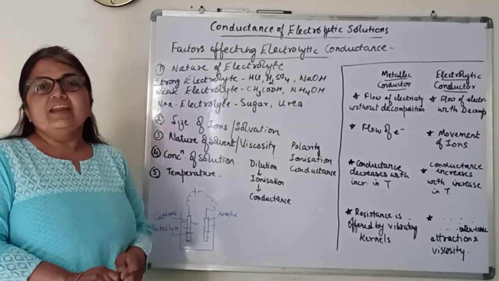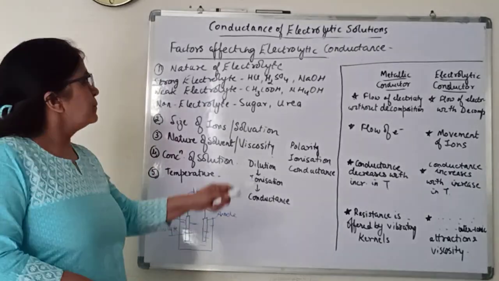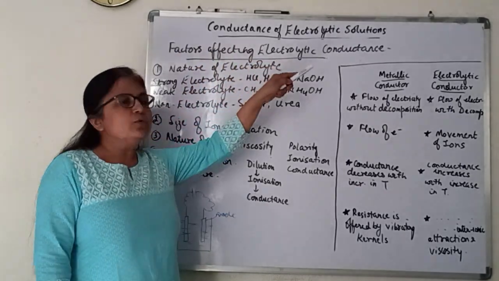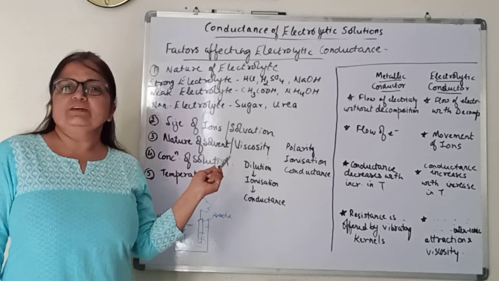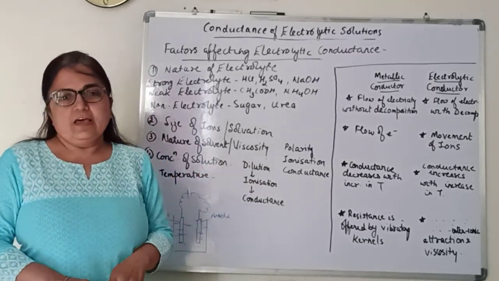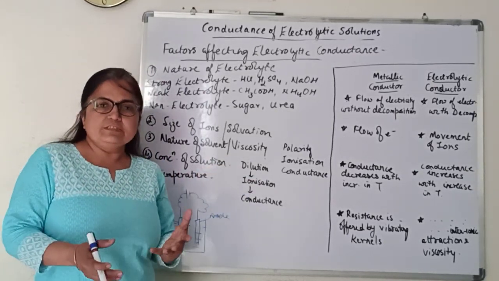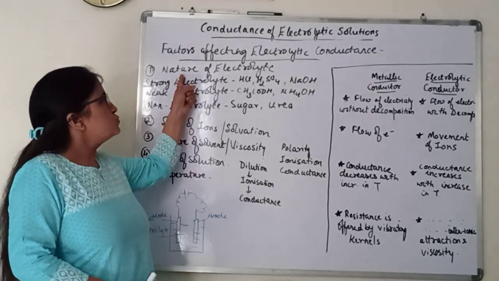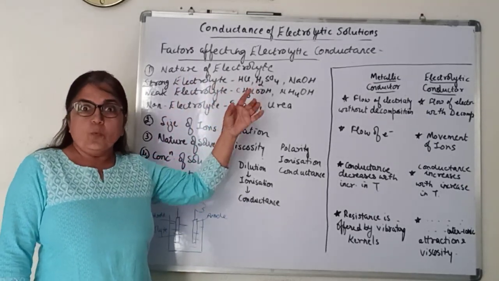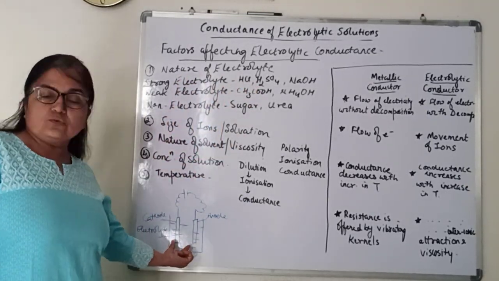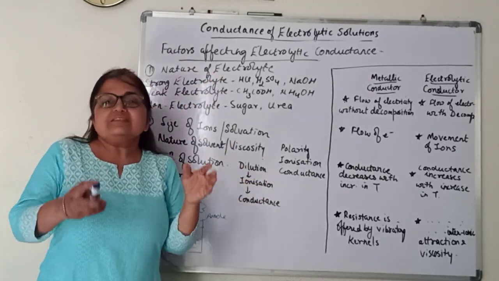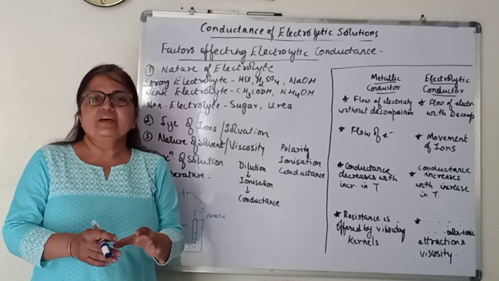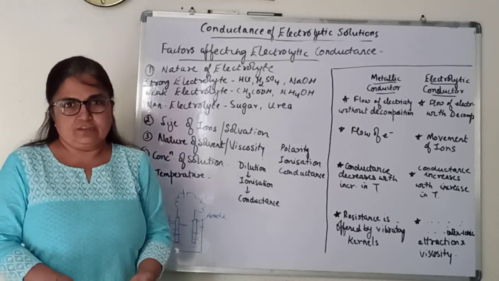Let's move on to the next topic of electrochemistry, conductance of electrolytic solutions. So first we are discussing factors which affect electrolytic conductance. The first factor which affects electrolytic conductance is the nature of the electrolyte. What electrolyte we take in the electrolytic cell? Electrolyte, as I have told you, is that substance which allows the electric current to pass through it.